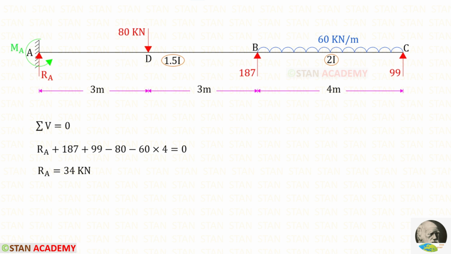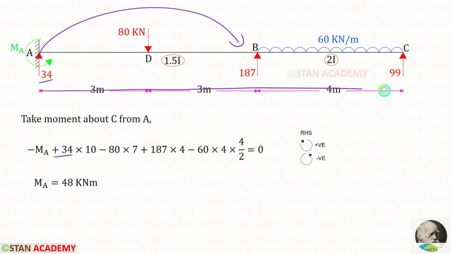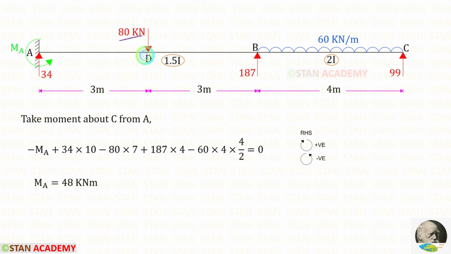Now let us take the real beam. By applying this rule, we can find RA. Let us take a moment about C from A and find MA. Let us assume that MA is acting in the anticlockwise direction so that it will be negative. RA is acting in the clockwise direction so that it will be positive and the distance is 10. This point load is acting in the anticlockwise direction so that it will be negative and the distance is 7.